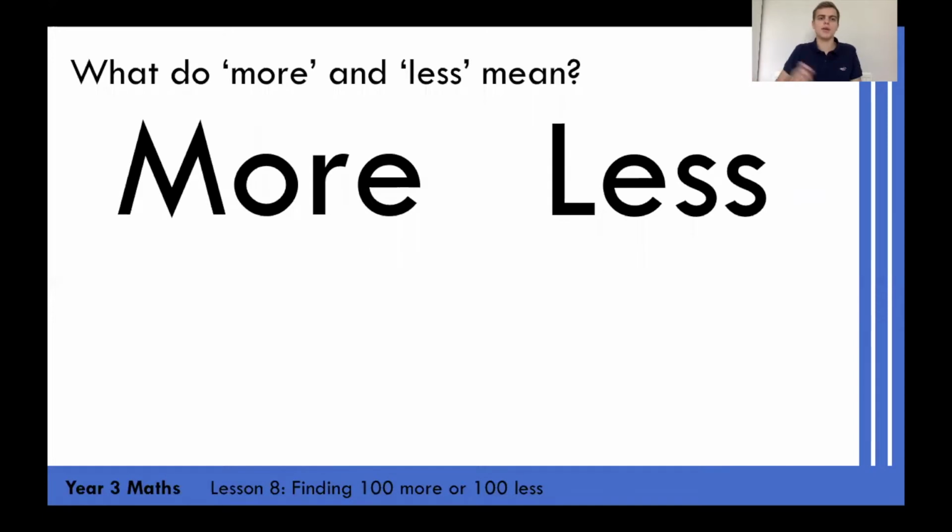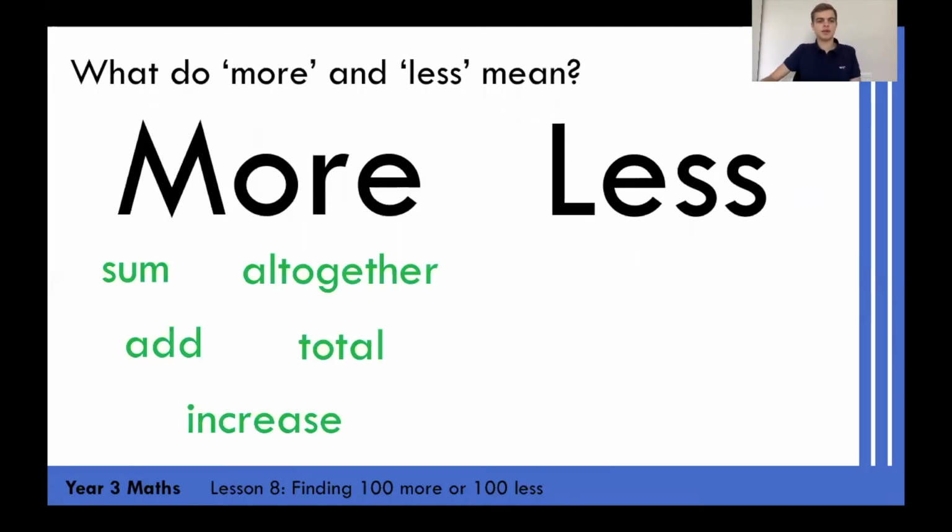So here we go, more and less. Have a think before I show you, what do the words more and less mean? Can you think of any other words that we could use instead of using the word more or instead of using the word less? So more means when we add on, doesn't it? And we've got lots of words that we could use: sum, altogether, total, increase, but I like the word add because more means when we add more of something or you want more of something. We used in our last lesson, didn't we, the idea of I want more cake. That means you want someone to give you some more of that.